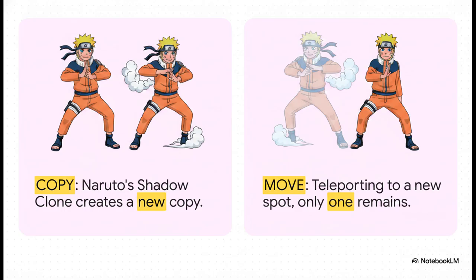To illustrate this difference even further, think about Naruto's shadow clone jutsu. The real Naruto doesn't disappear. He's still standing right there. But a brand new copy of him now exists too, able to do everything he can do. That's copying. If instead, Naruto just teleported, disappearing completely from one spot only to reappear somewhere else, with only one Naruto existing at any given time, well, that would be moving.